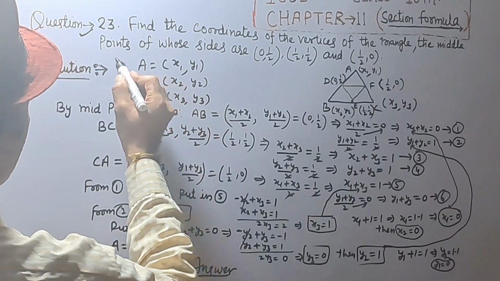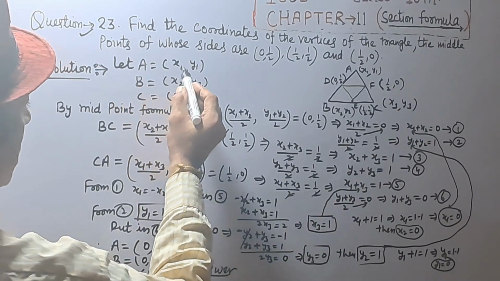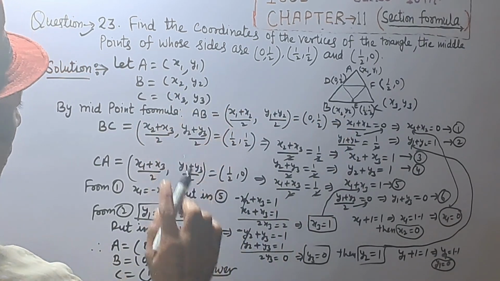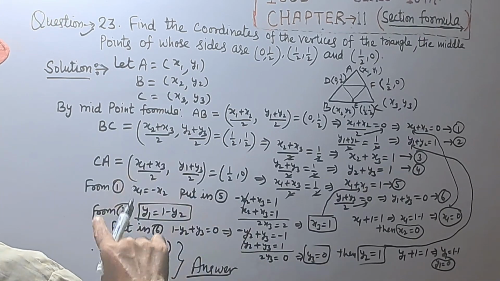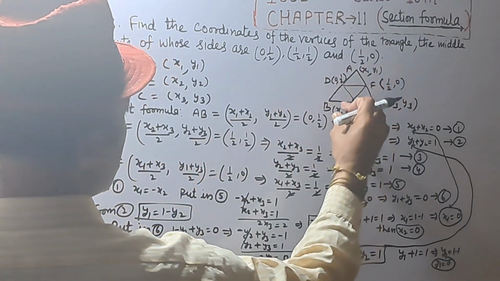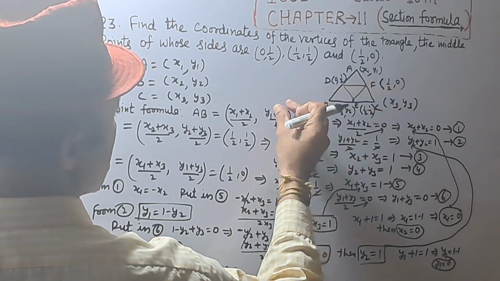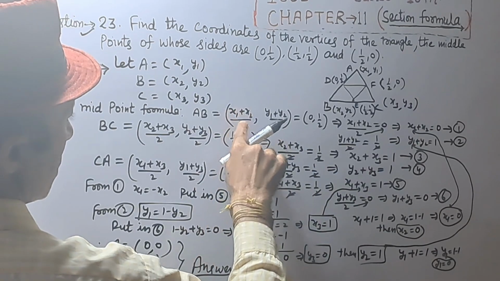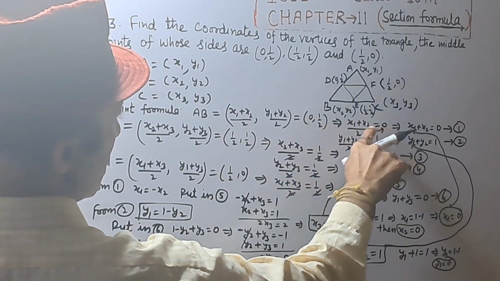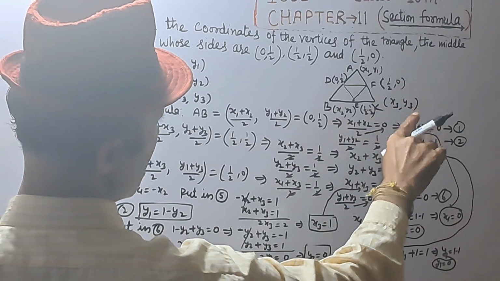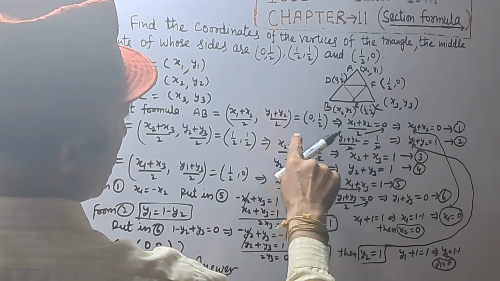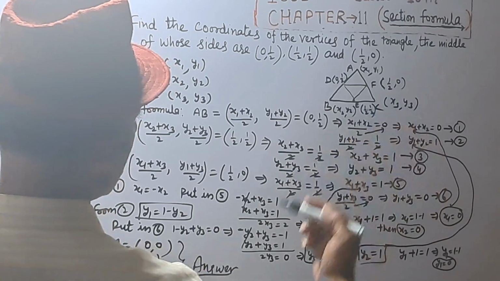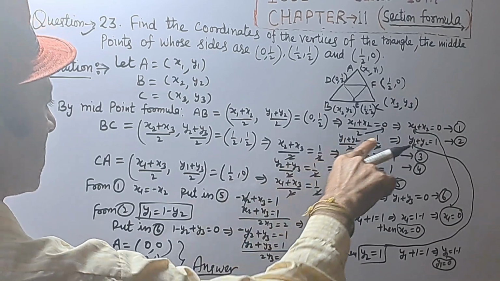Answer: let A is equal to x1 y1, B is equal to x2 y2 and C is equal to x3 y3. So by midpoint formula, AB is x1 plus x2 upon 2 comma y1 plus y2 upon 2, that is equal to 0 comma 1 by 2, and x1 plus x2 upon 2 equal to 0, x1 plus x2 will be 0, and y1 plus y2 upon 2 equal to 1 by 2, 2 multiplying right side, 2 is cancelled and we get y1 plus y2 equal to 1. It's equation number second.